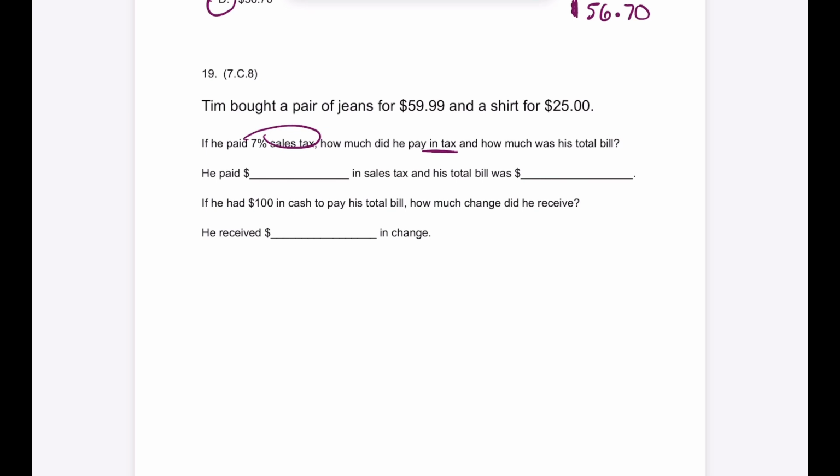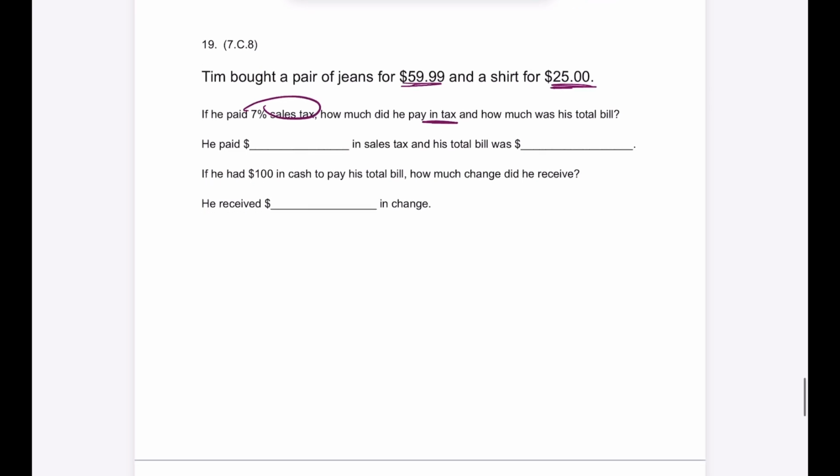Okay, now when you guys go to the store, you also have to keep in mind they don't tax you per item, they tax you for your total amount at the end. So before we even multiply by 0.07, which is 7%, I do have to add these two items to each other. So I have $59.99 plus that $25. So I'm going to add those two to each other, and I get a total price of $84.99.